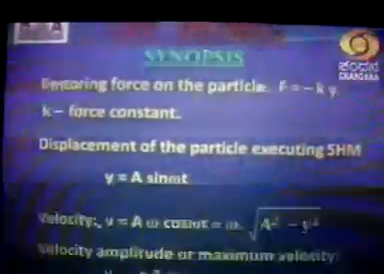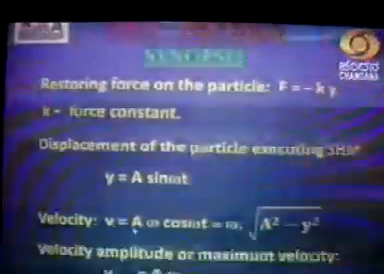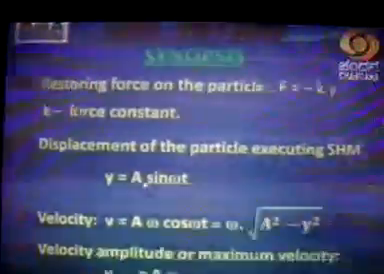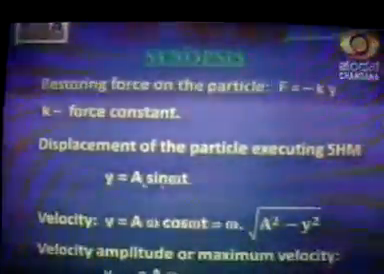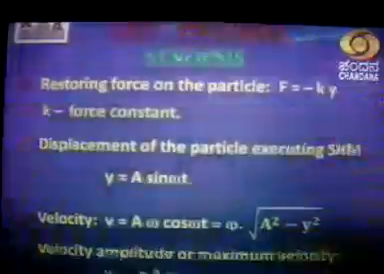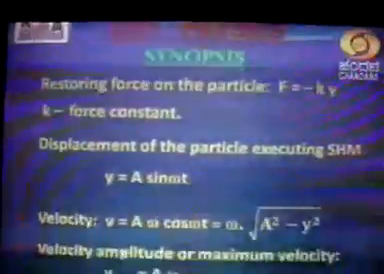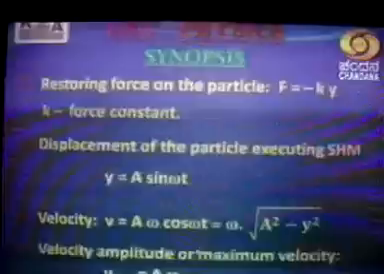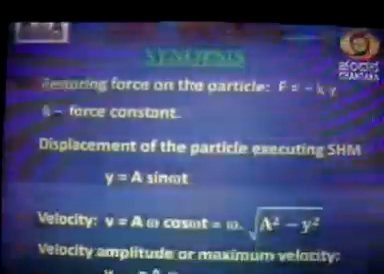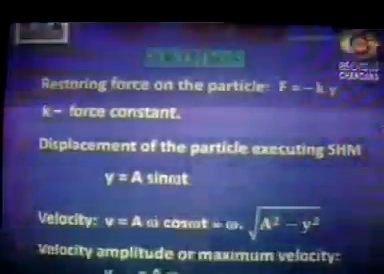Next, velocity of the particle is given by v equal to a omega cos omega t, which is obtained by differentiating the equation y equal to a sin omega t. It can also be expressed as omega into root of a square minus y square. Velocity amplitude or maximum velocity of the particle is Vmax equal to a omega.